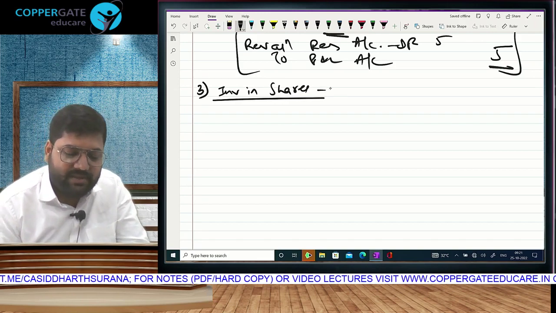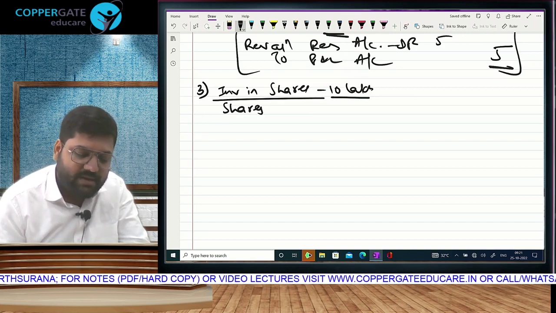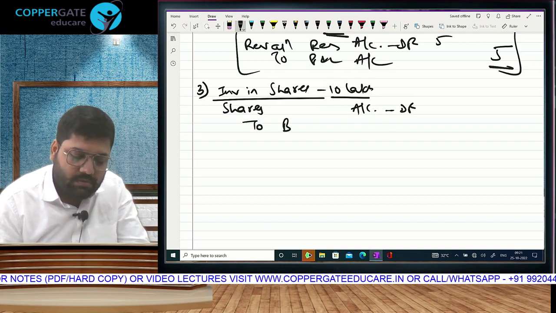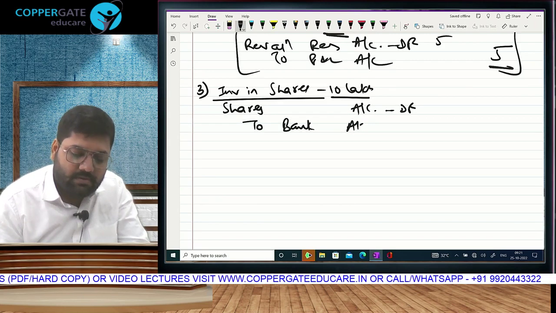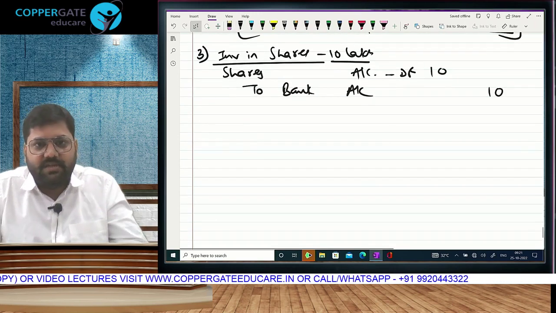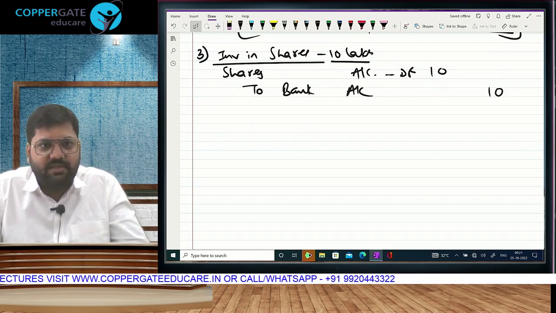So what entry will I pass? If I buy shares of 10 lakh, do you understand my journal entry will be simple? Shares account debit to bank account 10 lakh. But since the day I purchased these shares, every day I stand in front of the mirror and abuse myself, give galis. Two bloody dash dash dash dash dash dash dash.